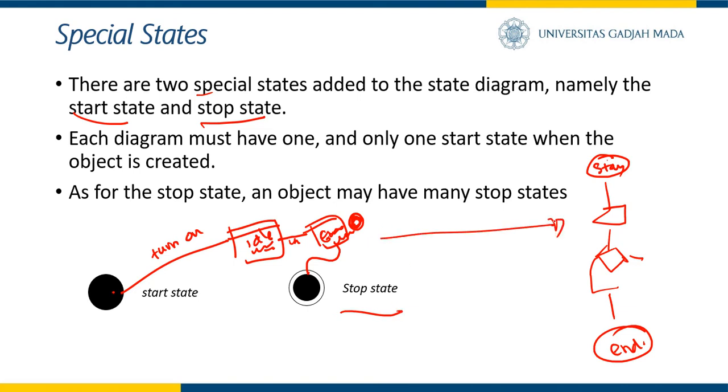Quite similar, right? But the difference is in the state chart, you can have and must have one and only one start state. So it's only one, but you can have a lot of stop states. So you can have like this one, and this one, like this one. Okay, so as you can see, the start state is only a solid circle, but the stop state you can see is a solid circle with an outline here, like this one.